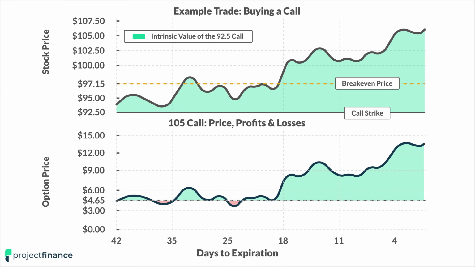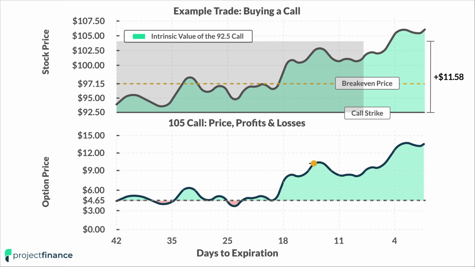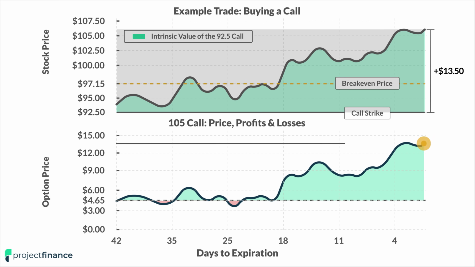In the previous example, when the stock price was $102.50, the call's price was over $10 because the 92.5 call could buy shares $10 below the $102.50 stock price. At expiration, the stock price was around $106, and the 92.5 call could therefore buy shares $13.50 below the stock price. The call's price ended exactly at that price of $13.50, or its intrinsic value.